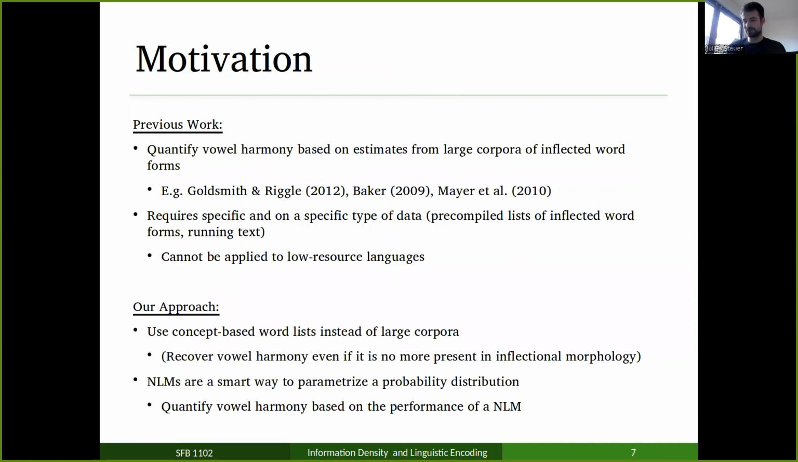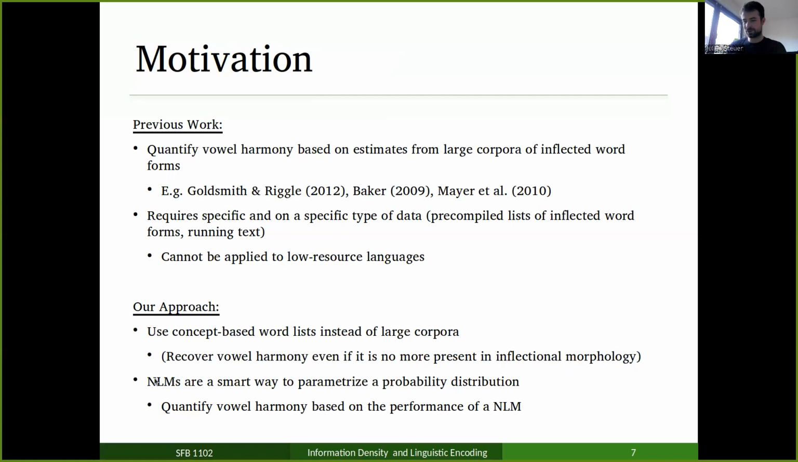And therefore our approach was to instead use word lists, which are the most likely thing to be available for any language. And we thought they would have the additional advantage that one could also recover vowel harmony if it's not present in the inflectional morphology. At least in this case, our model would be fairer to languages which don't have vowel harmony in the inflectional morphology, because for all languages we just use lemma forms, which are not inflected, maybe derived, but usually not inflected.